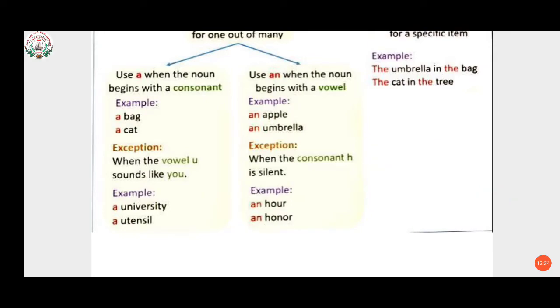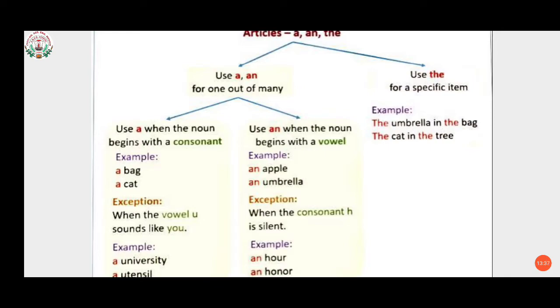So this is over. Now come to use of the. Where to use the, students? We will learn this. We use the for a specific item. Examples are given here: the umbrella in the bag. We are talking about the specific item, the umbrella and the what? Umbrella and the bag. So we have used the umbrella in the bag. For a specific item, umbrella and bag, we have used the. Here we are talking about a specific item, that's why we use the over here.